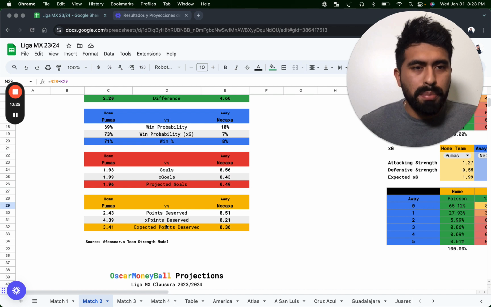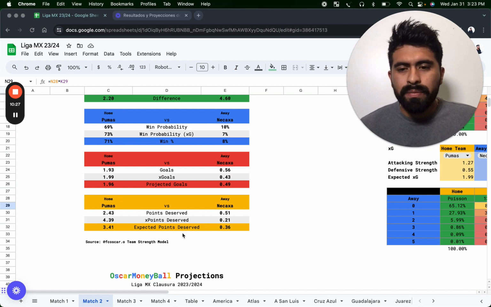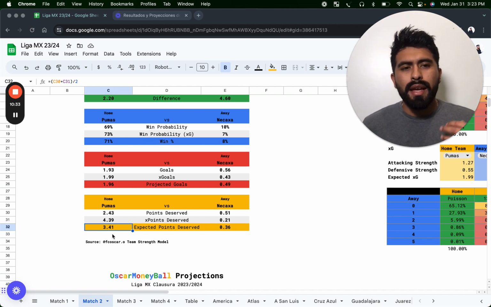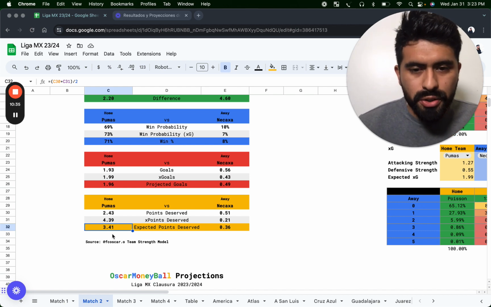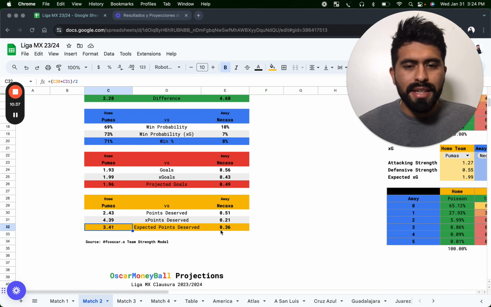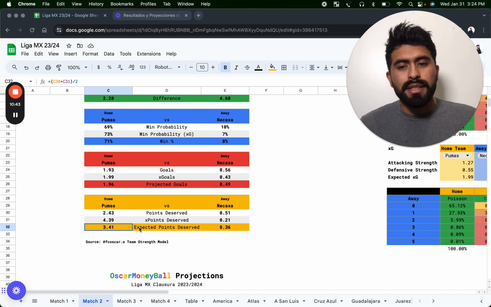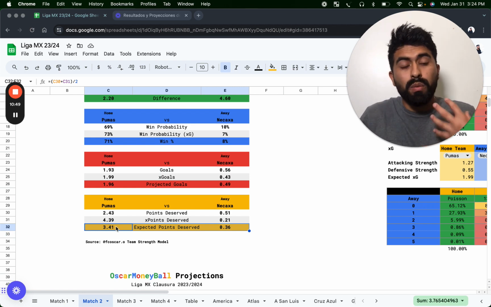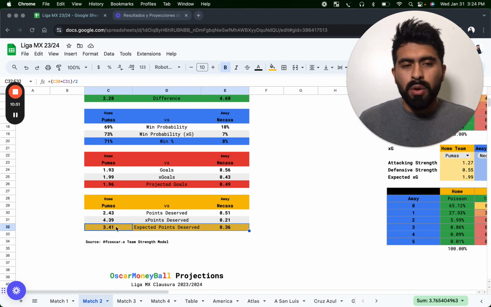How are these 3 points going to be distributed? We see here that Pumas is going to be taking 3.41 out of the 3 points in contest today that are going to be disputed. Meanwhile, Necaxa takes 0.36 out of the 3 points total. That may not make sense to you, but this is a clear representation that Pumas are gonna be way superior, like far more superior than Necaxa are in this game.